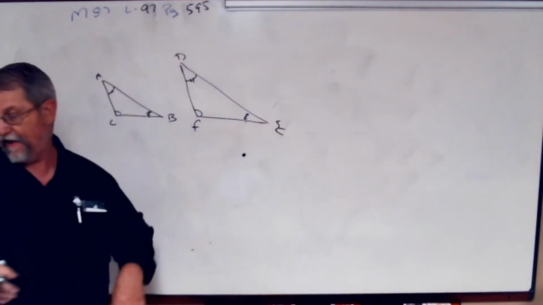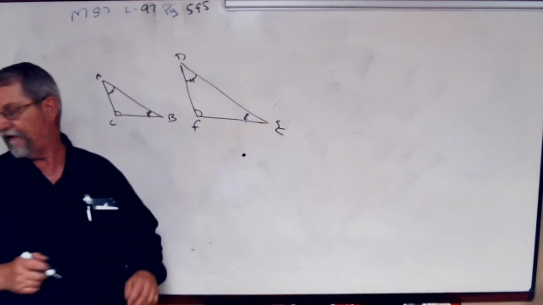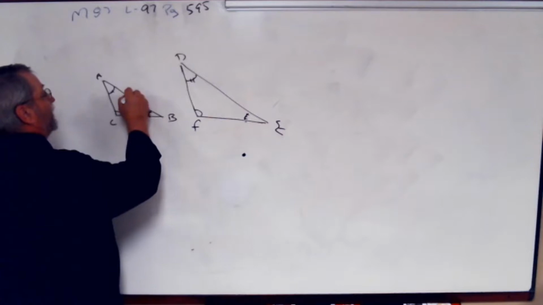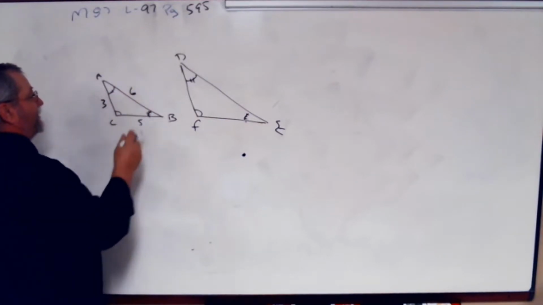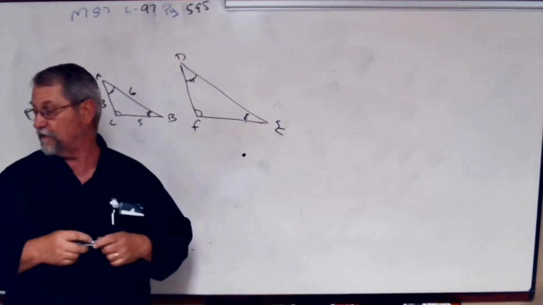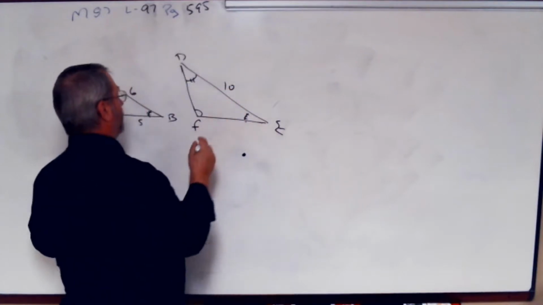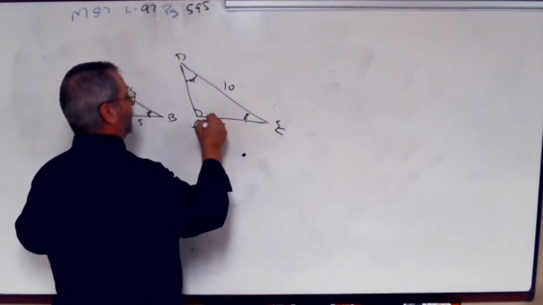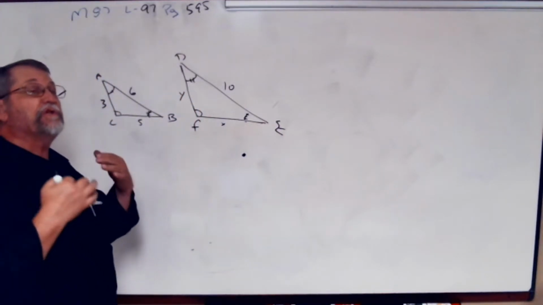All right, if I have 5, 3, 6, and that's the length of these sides over here, and over here I have, this is 10. Now what I want to find is this side and this side, okay? So what you do is you set up a ratio.